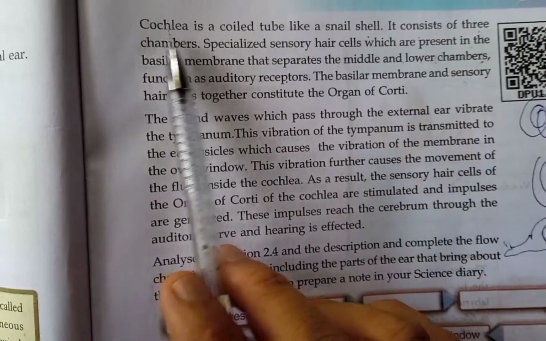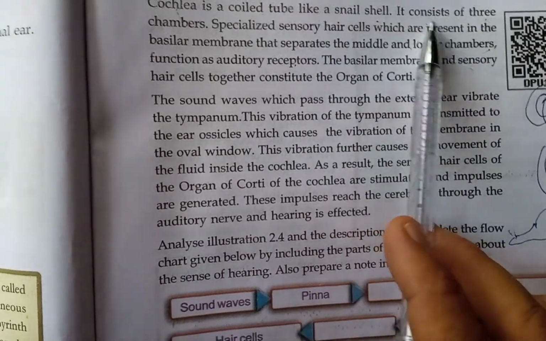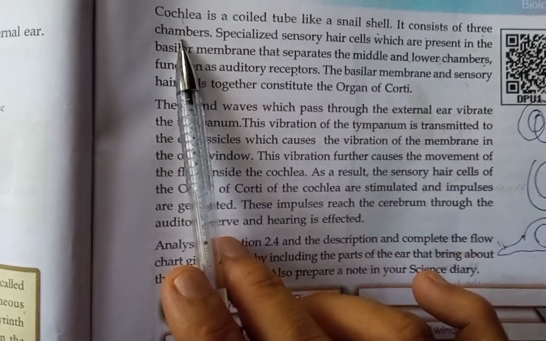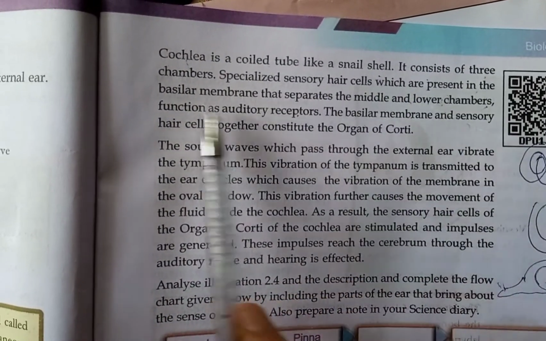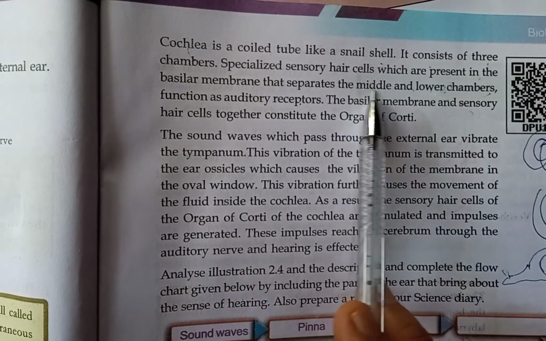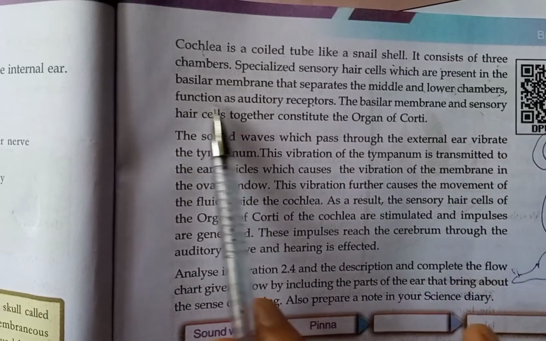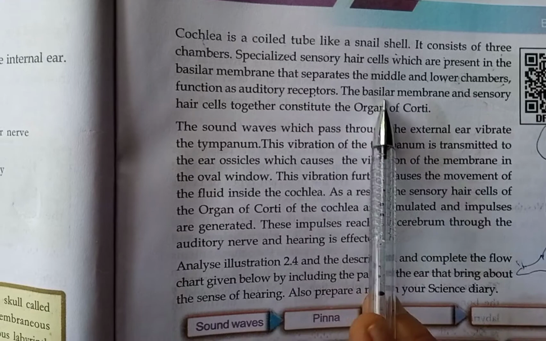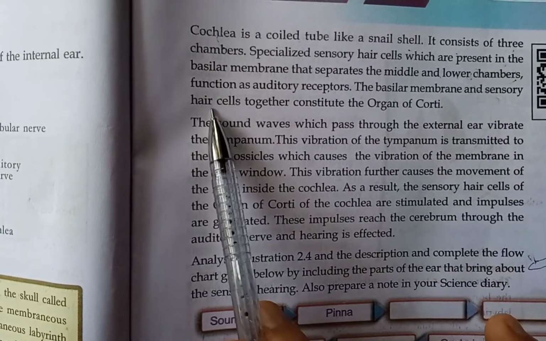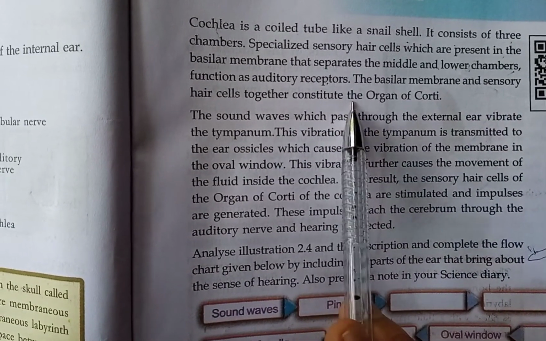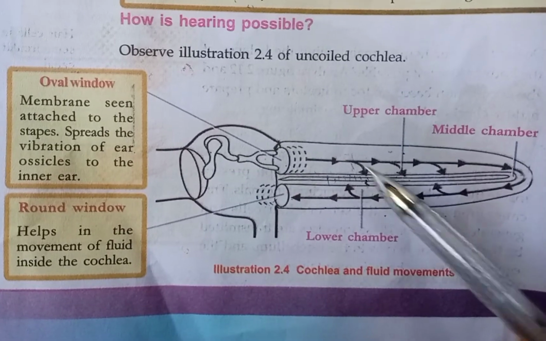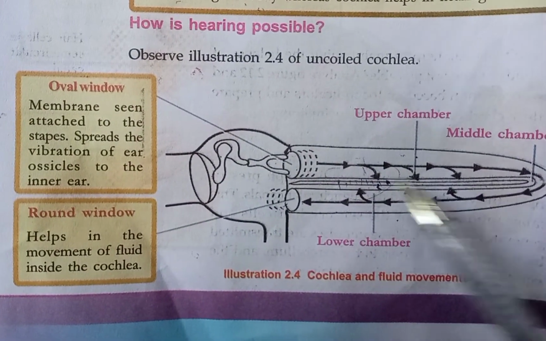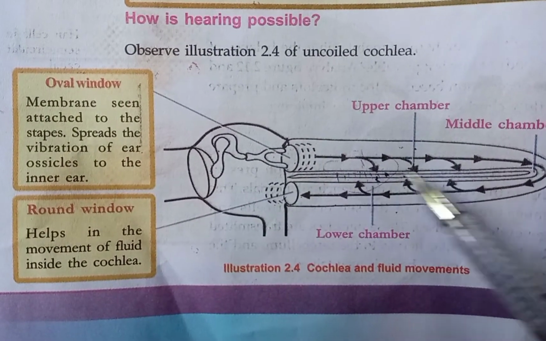Look, the cochlea is coiled like a snail shape. It consists of three chambers. Specialized sensory hair cells, which are present in the basilar membrane that separates the middle and lower chambers, function as auditory receptors. The basilar membrane and sensory hair cells together constitute the organ of Corti. Inside this, hair cells are there. Hair cells and basilar membrane together are known as the organ of Corti. It is helpful for hearing of sound.